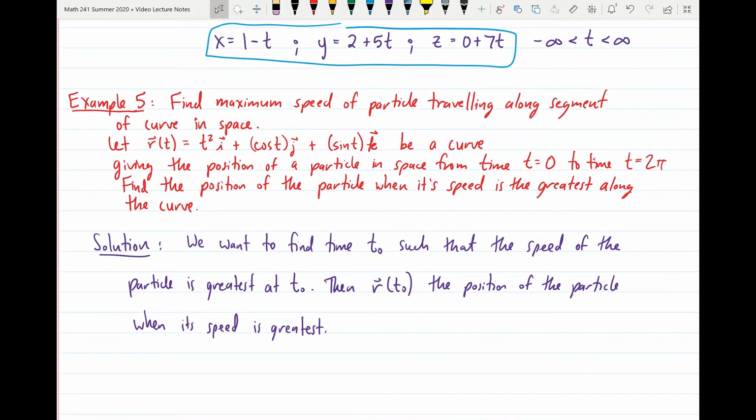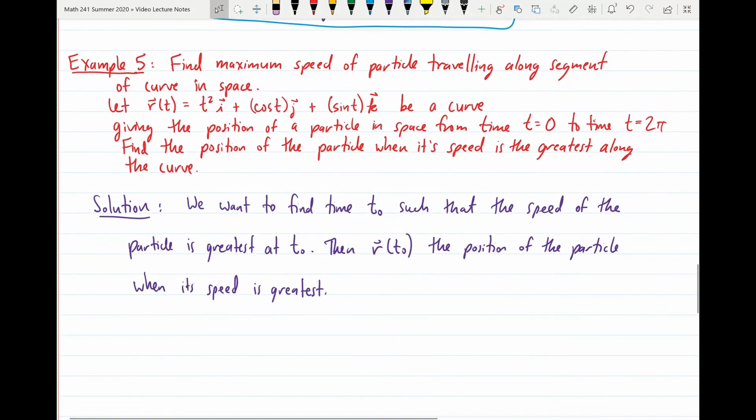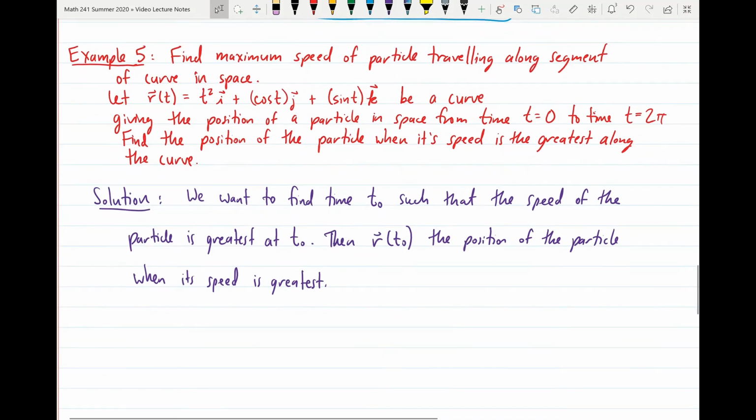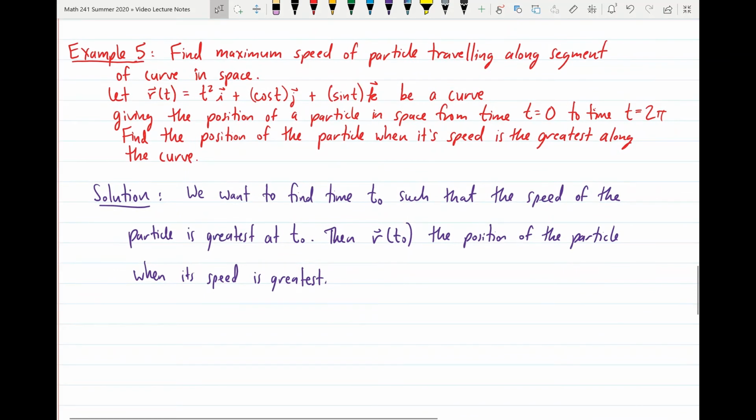So the ultimate goal of the problem is to find the maximum speed of a particle that's traveling along some segment of curve in space. In particular, we're given the curve r of t is equal to t squared i plus cosine t j plus sine t k. And again, this is some curve in space, and it gives the position of a particle in space from time t equals 0 to time t equals 2 pi. And our goal is to find the position of the particle when its speed is the greatest along this segment of the curve.